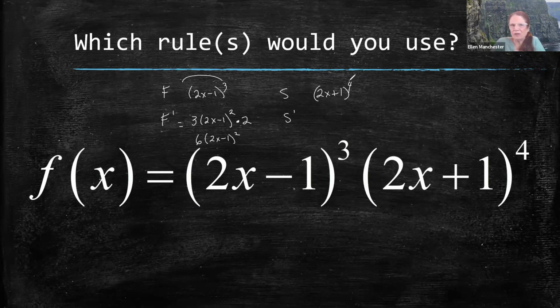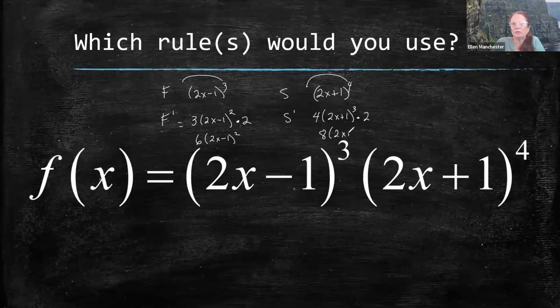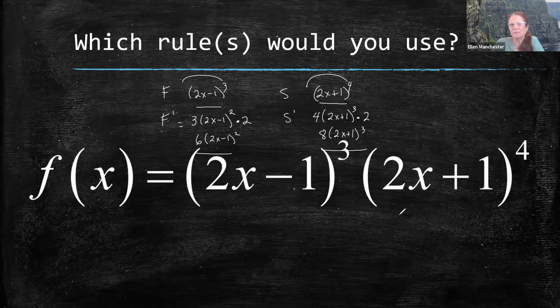And then same thing over here. Drop your 4 to the front, repeat, subtract 1, times the derivative of the inside. So you end up with 8 times 2x plus 1 cubed. Okay, then you have your 4 cast of characters. As soon as you get your 4 cast of characters, you're just plugging it into that product rule.